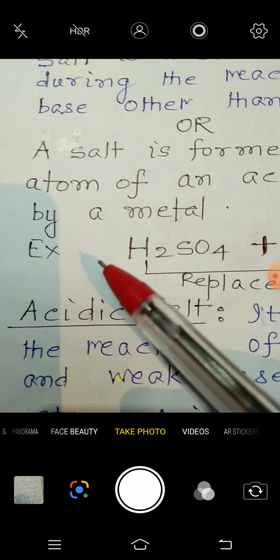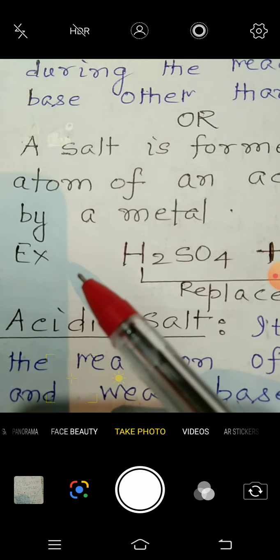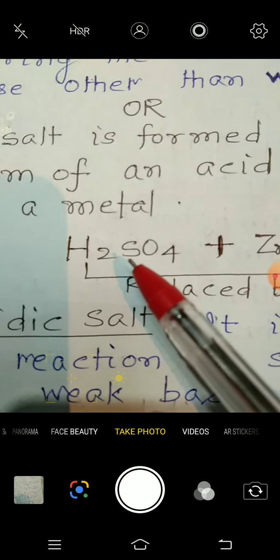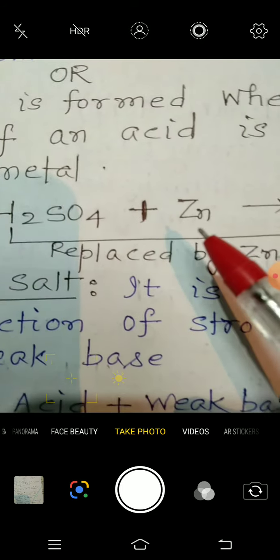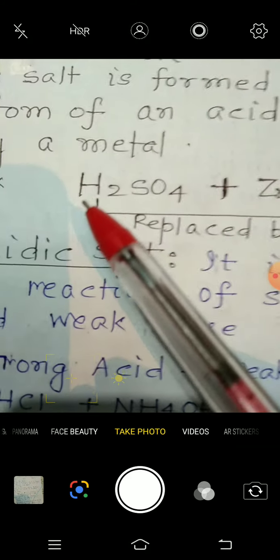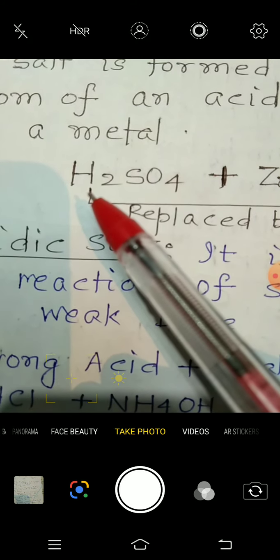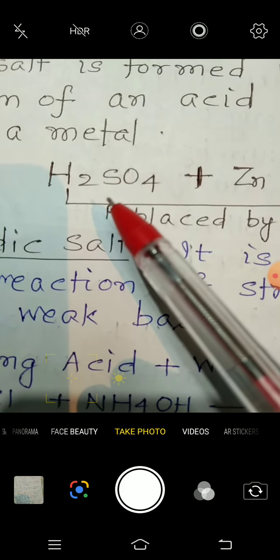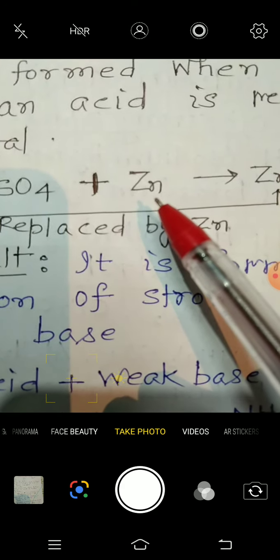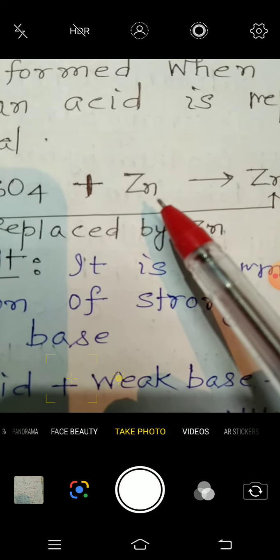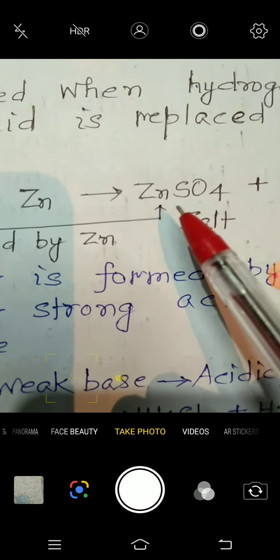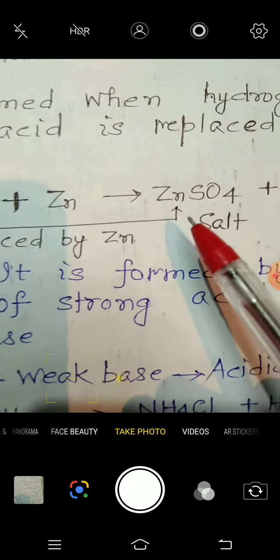So, with the help of an example, you will understand here. This is H2SO4 and it reacts with zinc and gives ZnSO4 plus H2. So, see here, the hydrogen atoms from sulfuric acid are replaced by zinc and it forms ZnSO4. So, this is the formula of this salt and it is a salt.